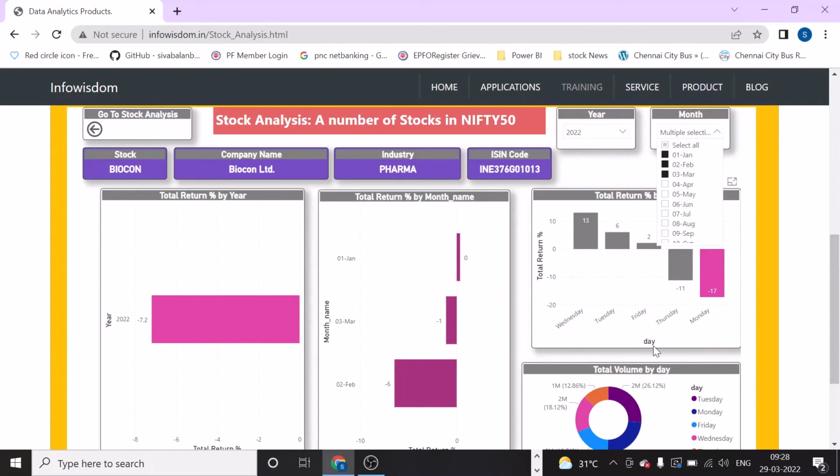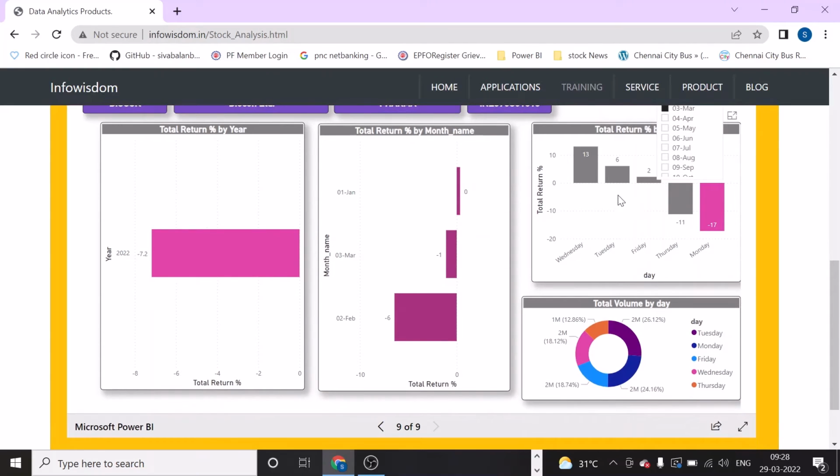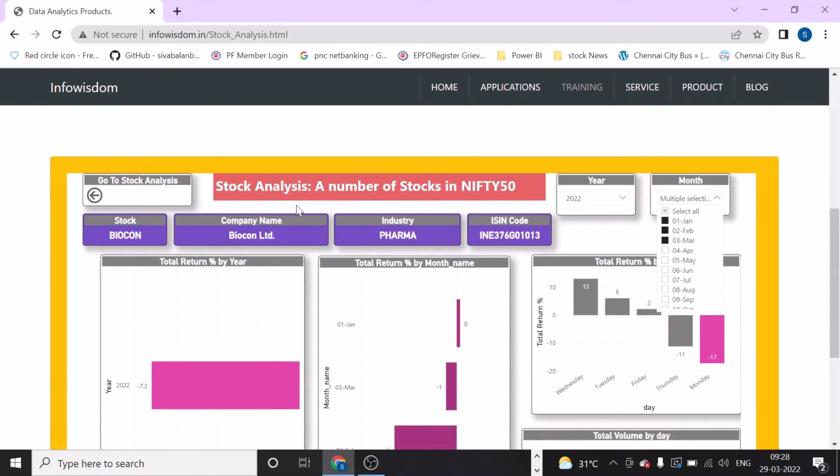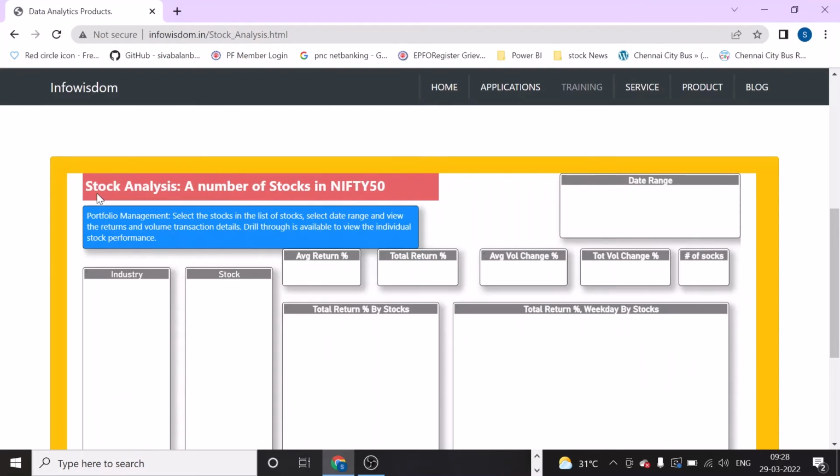And for this period of time, every day how the stock has performed you can see in this chart, and the volume changes you can also see here. So here you can take the year and the month to view the performance of the stock. That is one additional piece of information you can get. Now we can go back again.